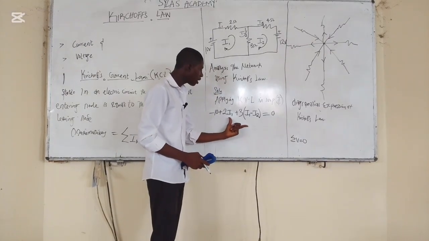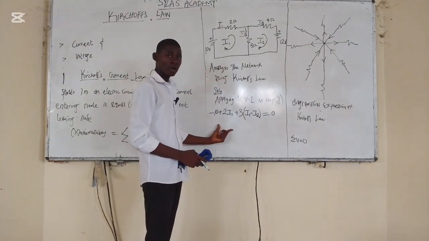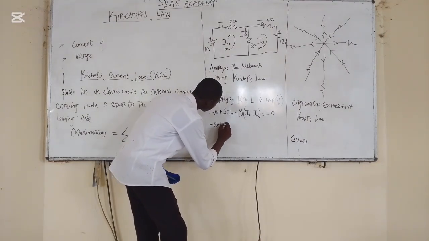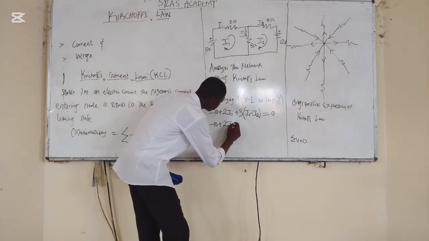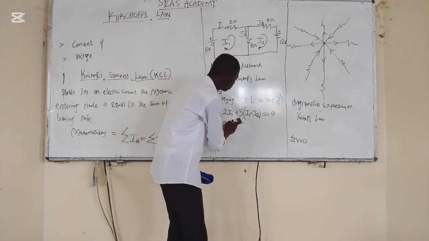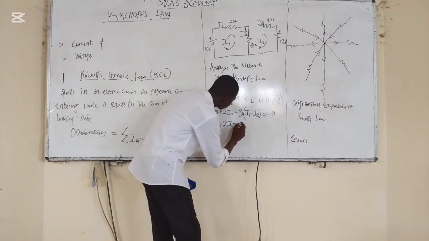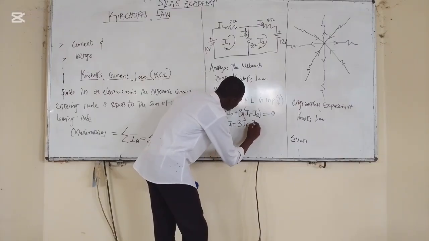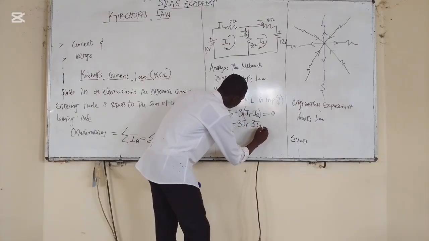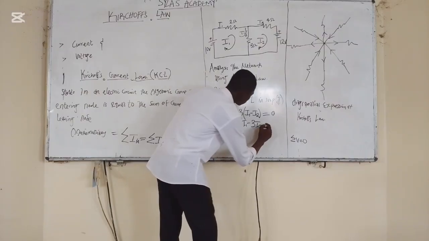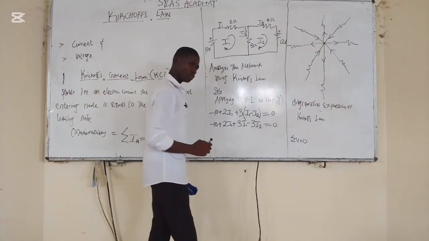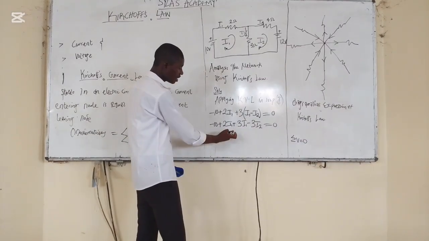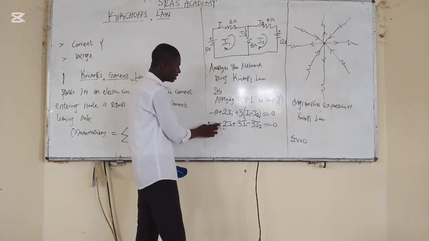Now, how can we analyze this? You simplify by opening your bracket. It is minus 10 plus 2I1 plus 3 times I1 minus I2, is equal to 0. Open the bracket, you have something like this. Now I'm going to collect like terms. There's I here, there's 2, and there's a normal integer here.